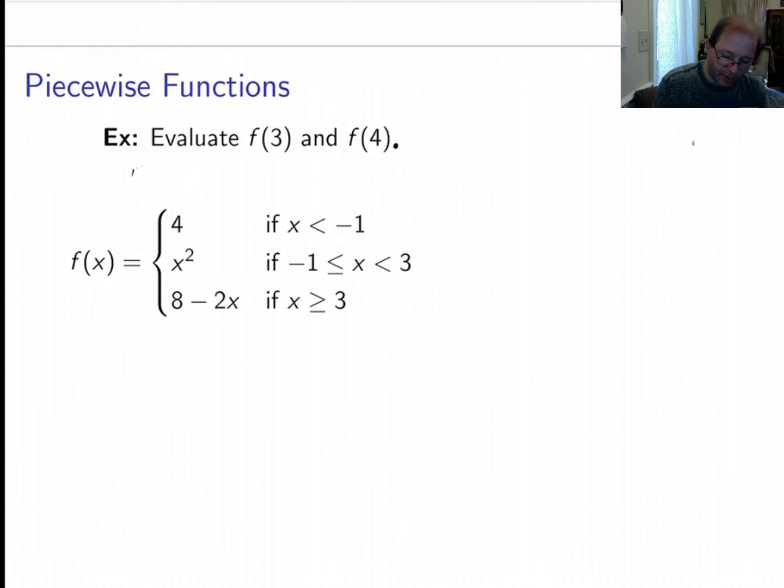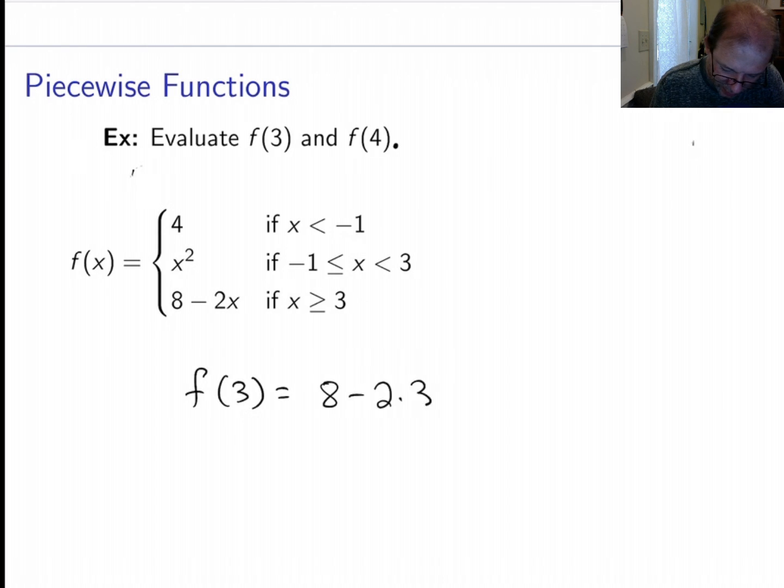And we can do the same sort of thing here with a function that's defined for several different pieces. On this one, if we wanted to find f of 3 and f of 4, we just have to come down here and see where these fit in. Well, f of 3 and f of 4 both fall into this third case. So f of 3 is going to be 8 minus 2 times 3. And f of 4 is going to be 8 minus 2 times 4, which is 0.